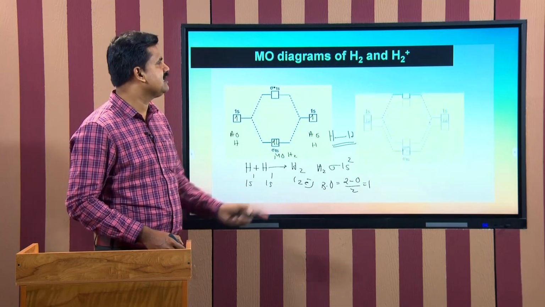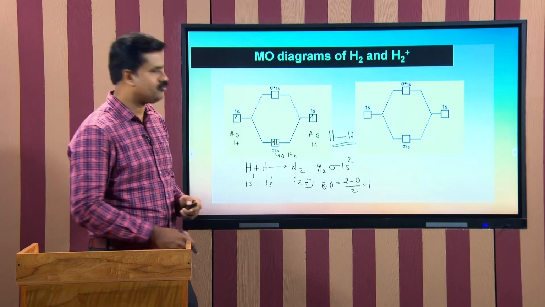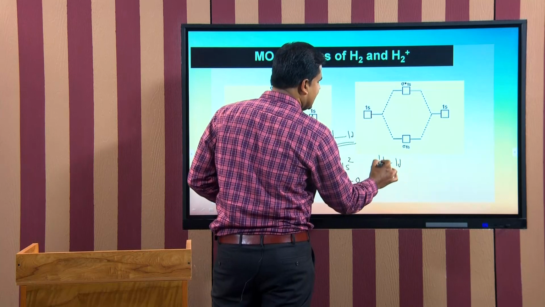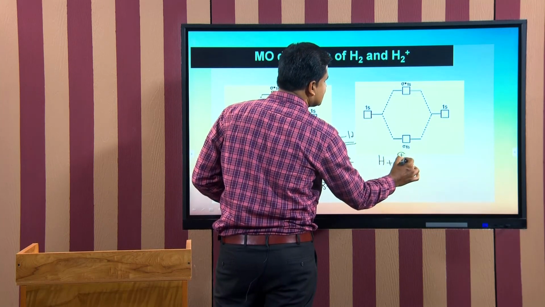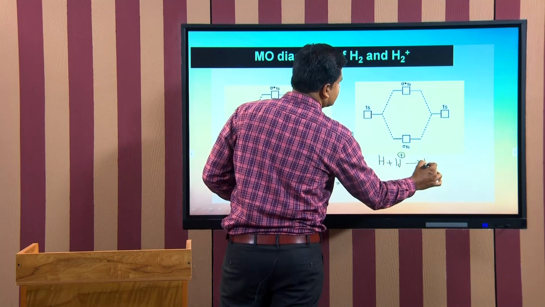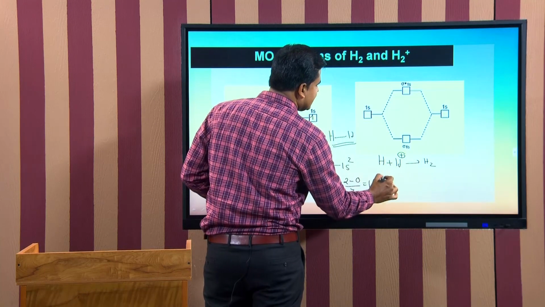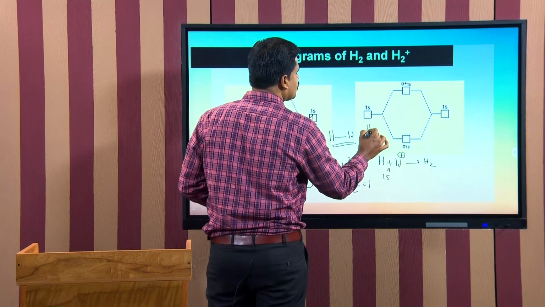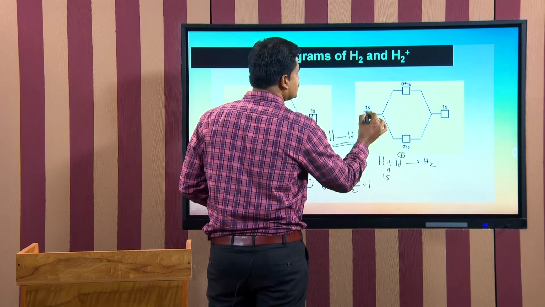Now we can take the MO diagram of H2 plus. H2 plus is generated by the combination of a hydrogen atom and an H plus. In hydrogen, the electron arrangement is 1s1. So this is the atomic orbital of hydrogen. This is 1s1.